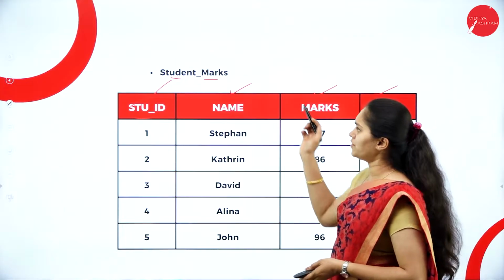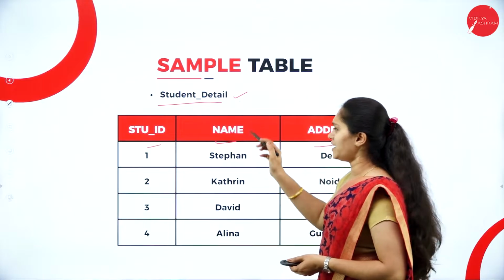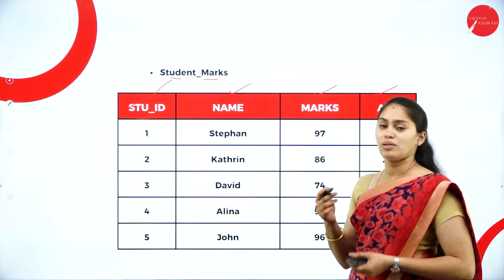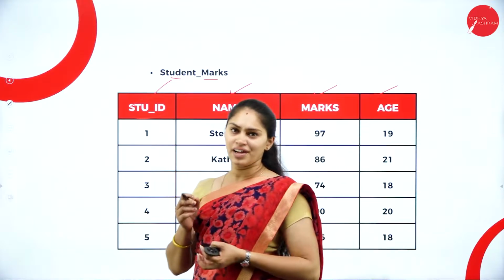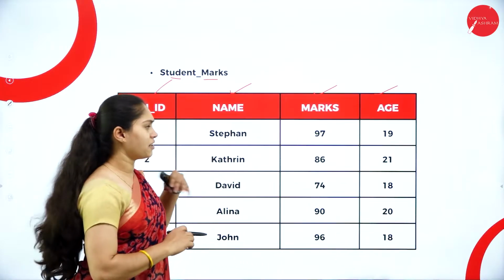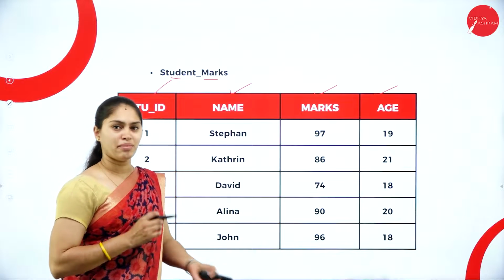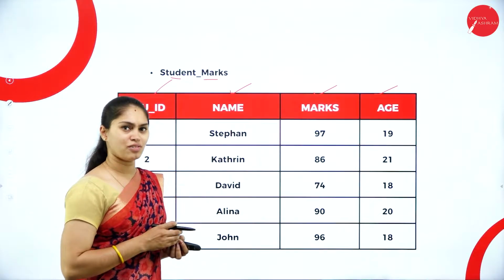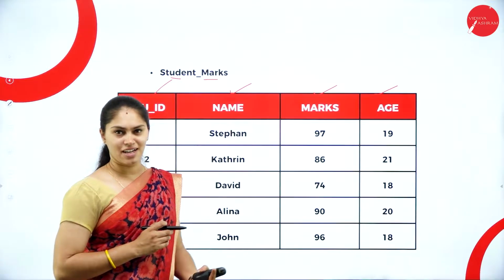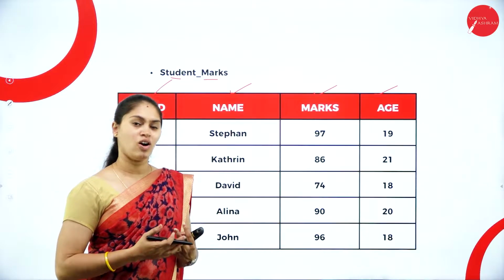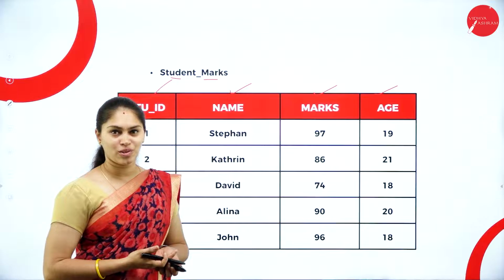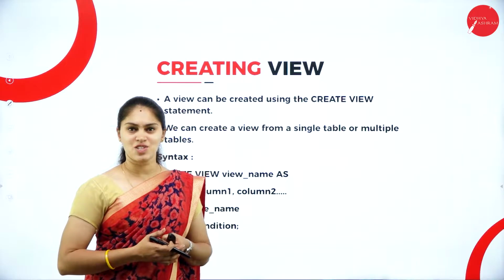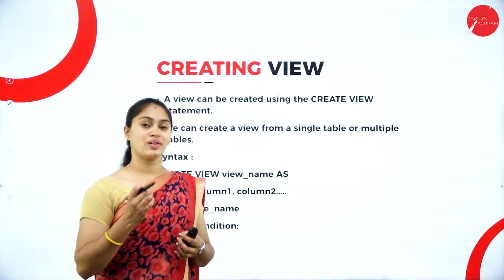So with the help of this student marks and student detail, I can create one more table. If you are picking certain columns or fields from one or more tables, and you are creating one more table with the collection of those columns, it will be considered as what? A virtual table, or in short it is called a view. Then how are we going to create a view? In the same way as the table, we are also able to create the view.